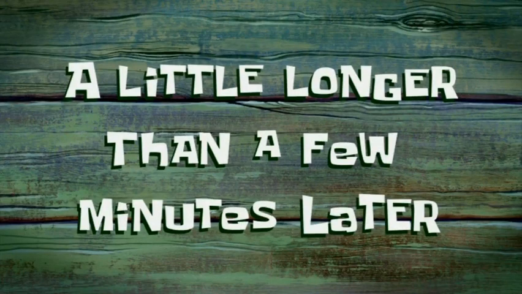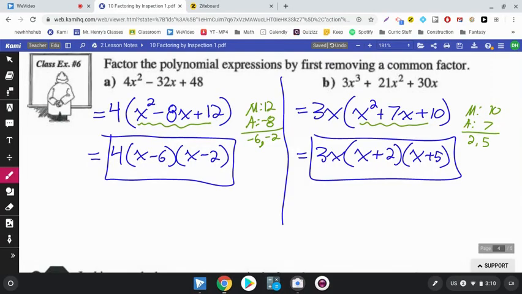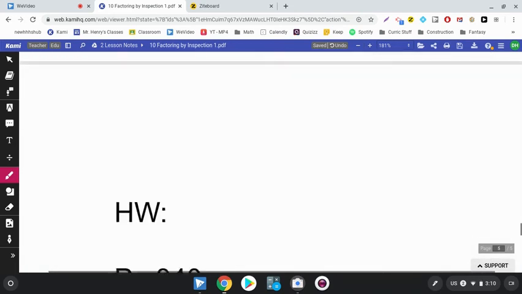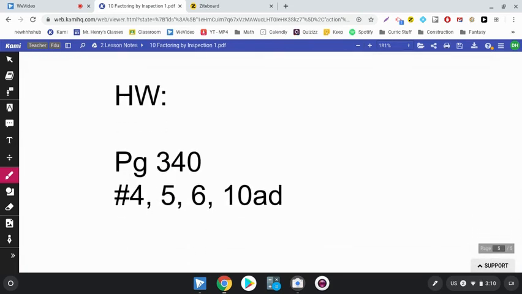A little longer than a few minutes later. And there is your answer for B. I factored out the 3x, and then I factored by inspection to factor the trinomial left inside. And that is it. So just a reminder, always, always, always, if there's a common factor, I remove that first.